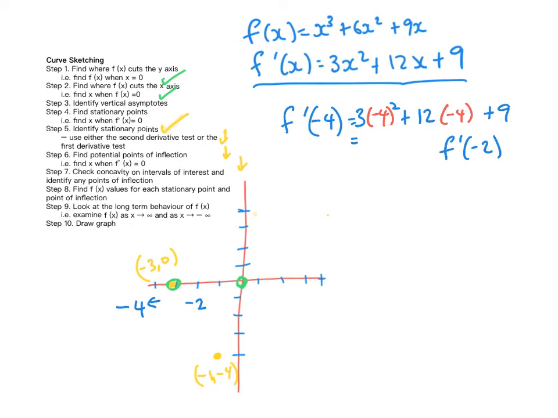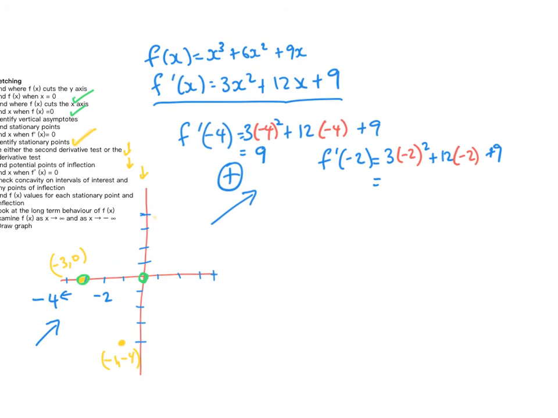So this is the first derivative, so I'm going to plug those in. At the point -4, the derivative or the slope ends up being 9, which is positive. So that means that the graph is going up in that direction. We are now going to look at -2, so we're going to plug that into the first derivative equation. And that pans out to be -3, which is negative. So that means that the gradient at -2 is down.